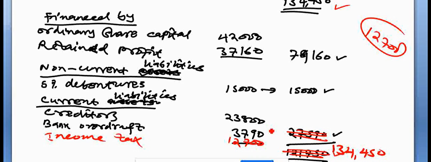Okay, ni sawa. Nimekataa kuniambia the new value. 27,590 plus 12,700 ni ngapi? Okay, 40,290.